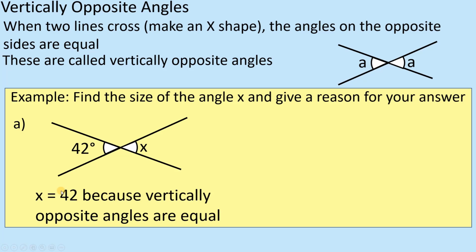So by all means write 42 here, but make a note of why it's 42, because it's opposite. Again, the examiner is looking for why you've got the angles and where you've got them from.